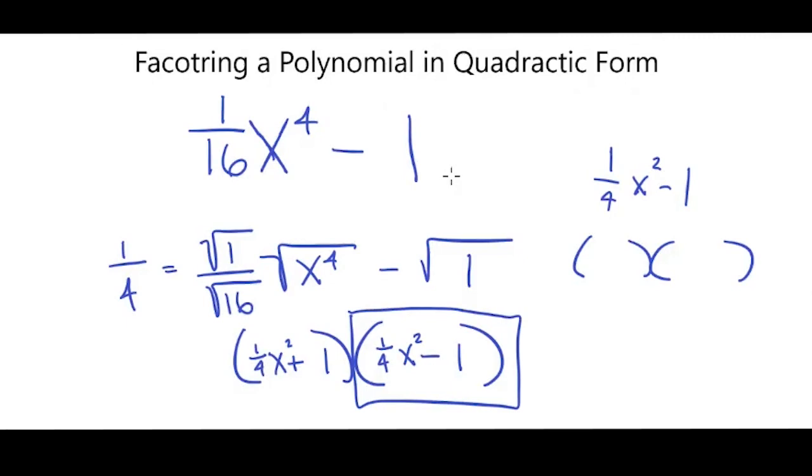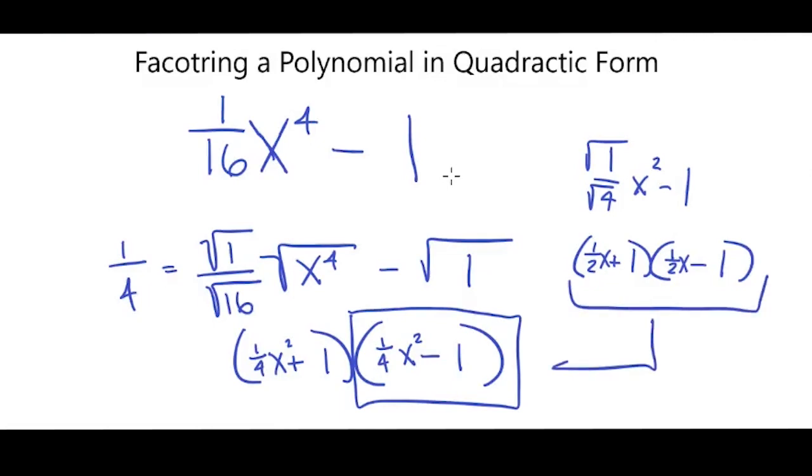So because this is a difference of squares, I'll have two sets of parentheses. I'll put a plus in one and a minus in the other. I will take the square root of this 1, which is 1, and I'm going to have an x in each parenthesis. And now I take the square root of 1/4. So the square root of 1 is 1, the square root of 4 is 2. And I will put that 1/2 in the second parenthesis as well.